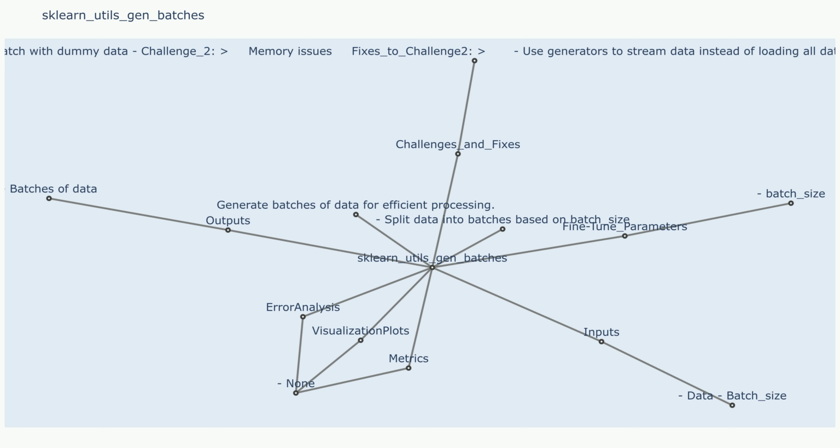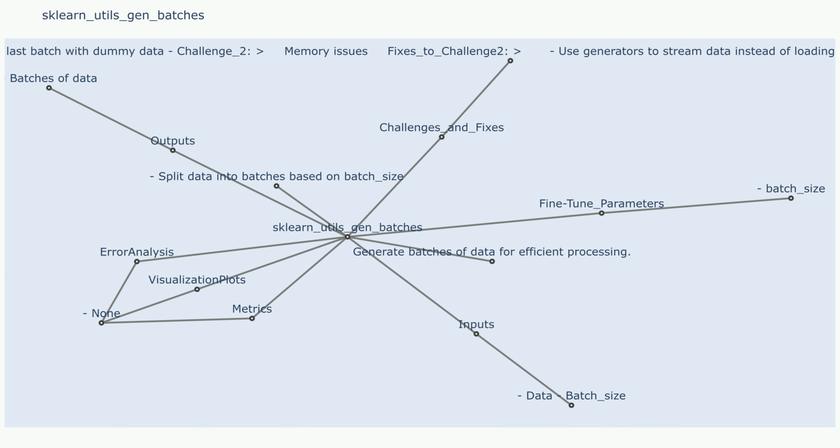sklearn.utils.gen_batches. Description: the gen_batches function from scikit-learn's utils module is a utility for efficiently generating batches of data. It's particularly useful when working with large datasets that cannot fit entirely in memory. This function helps to split the data into manageable chunks, allowing for processing in batches without overwhelming system resources.